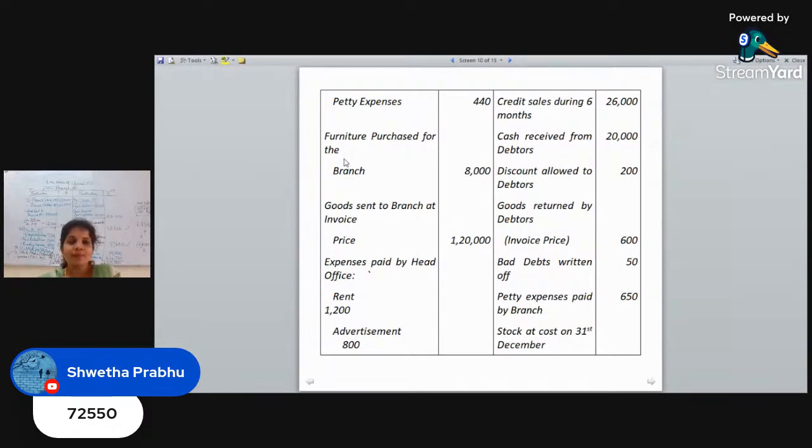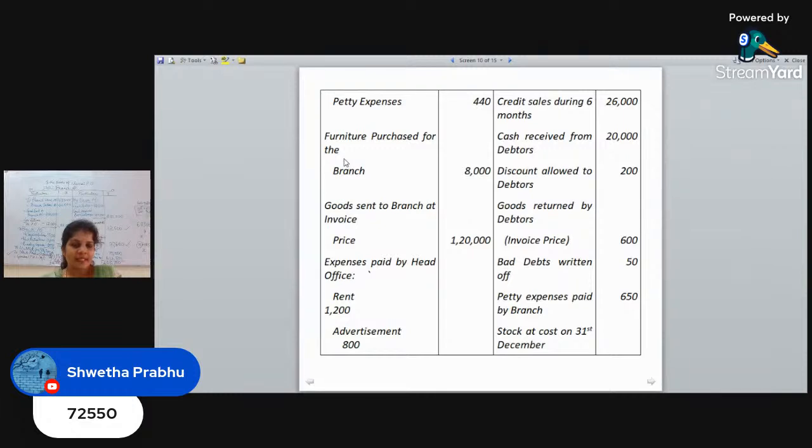Amount of 8,000. Goods sent to branch at invoice price. First we record this amount. If there are any goods returned by the branch to the head office, that will be deducted, and the remaining amount will be recorded in the outer column. Since it is at the invoice price, we have to take this invoice amount of 25% as a credit side as loading, that is, goods sent to branch account only.